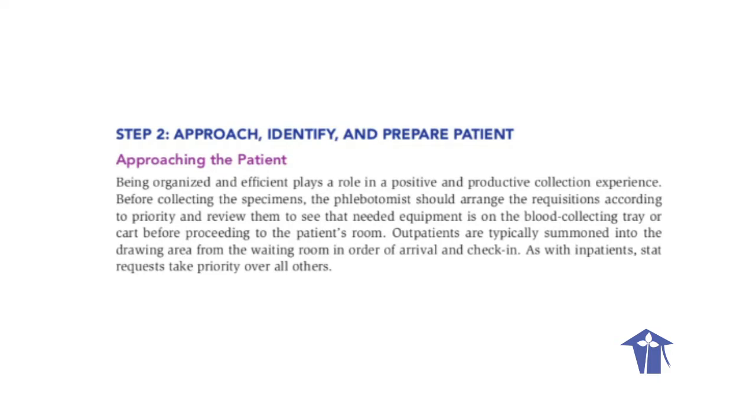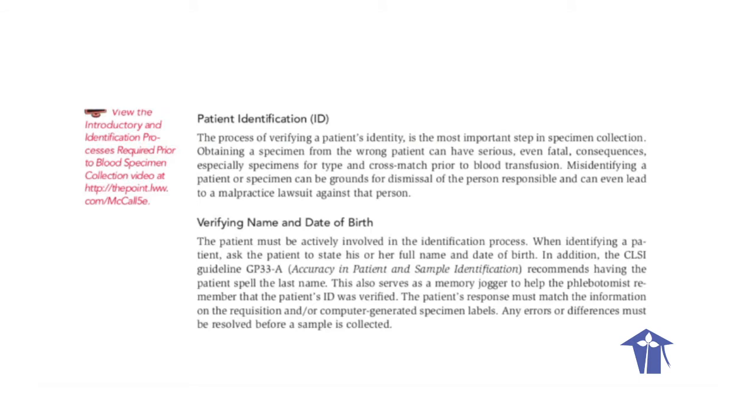Patient identification. The process of verifying a patient's identity is the most important step in specimen collection. Obtaining a specimen from the wrong patient can have serious, even fatal consequences, especially in specimens for type and cross-match prior to blood transfusion. Misidentifying a patient or specimen can be grounds for dismissal of the person responsible and can even lead to a malpractice lawsuit against that person.